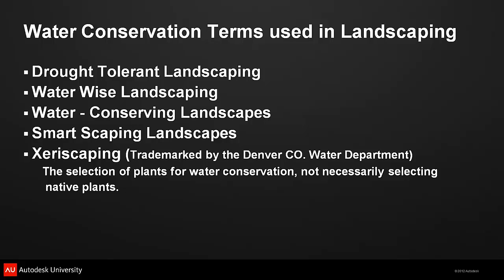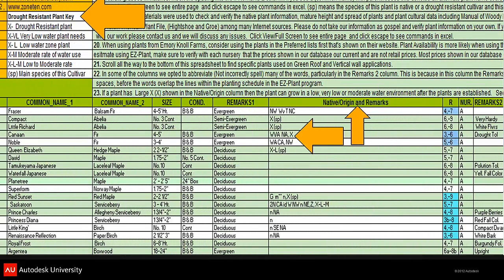Drought-tolerant landscaping, water-wise landscaping, water-conserving landscapes, and smartscaping are all terms used to describe landscape methods that reduce or eliminate the need for supplemental water for irrigation. Xeriscape was coined and trademarked by the Denver Water Department in Colorado and is another word describing water conservation methods as well.